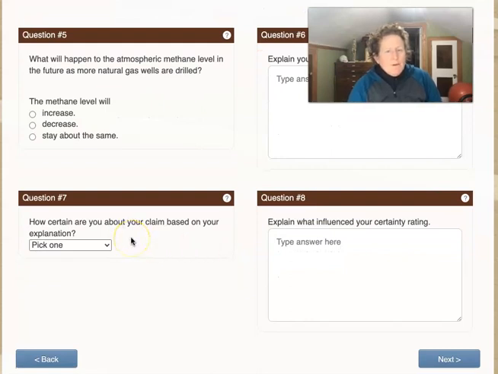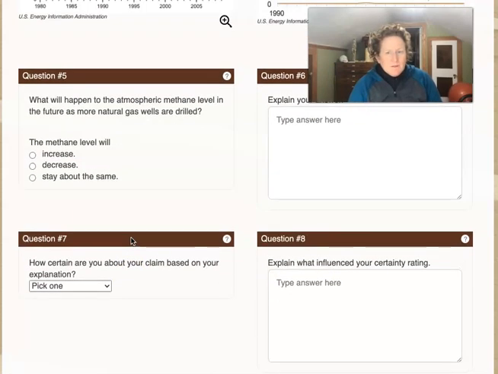How certain are you about your claim based on your explanation? Well, I found a New York Times article that talked about burning gas that's coming out of the Bakken shale. So I'm pretty certain about my rating, but you go do some research to be certain about yours. What can you find out about the Bakken shale and the methane or natural gas coming out of the Bakken shale area in North Dakota?